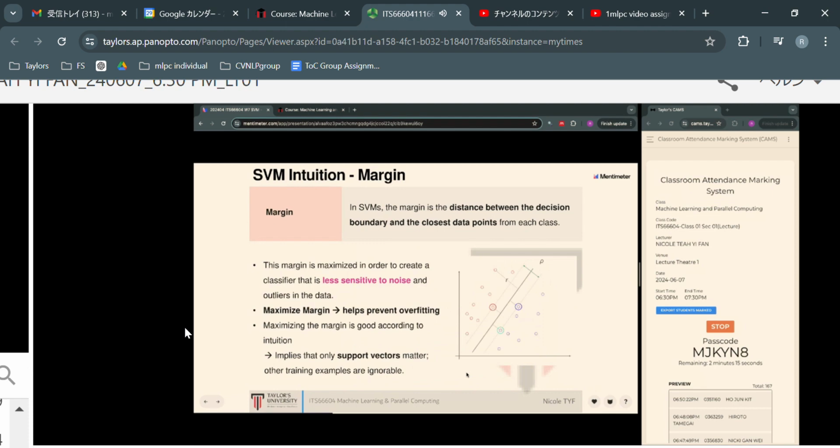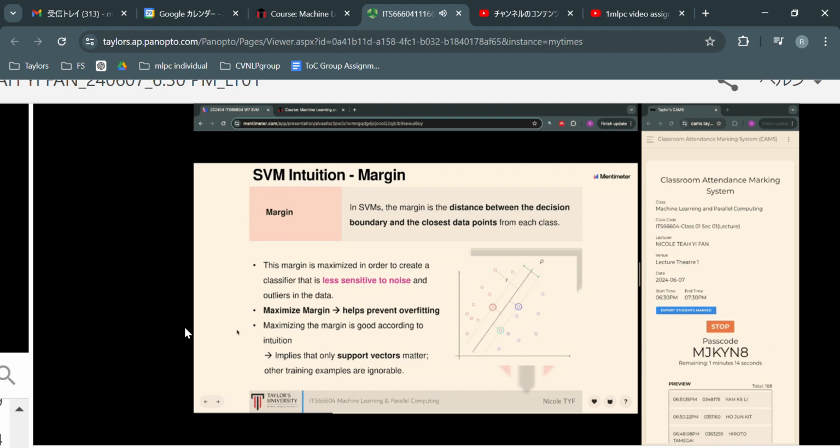Okay, so next, what we are going to cover is how this SVM builds its intuition for classification using this margin. In SVM, again, the margin is the distance between our decision boundary and the closest data point. As we train these support vector machines, we are trying to maximize the margin in order to create a classifier that is less sensitive to noise and outliers in the data. By maximizing this margin, we are trying to prevent overfitting even before our regularization steps.